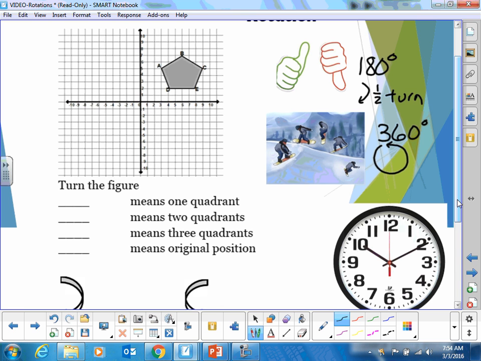Okay, so remember, if I'm taking this and I'm turning it, 90 degrees means one quadrant. 180 degrees means I'm moving two quadrants. 270 degrees means I'm moving three quadrants. And 360, which you'll never see on your SOL, means I'm back in the original position.